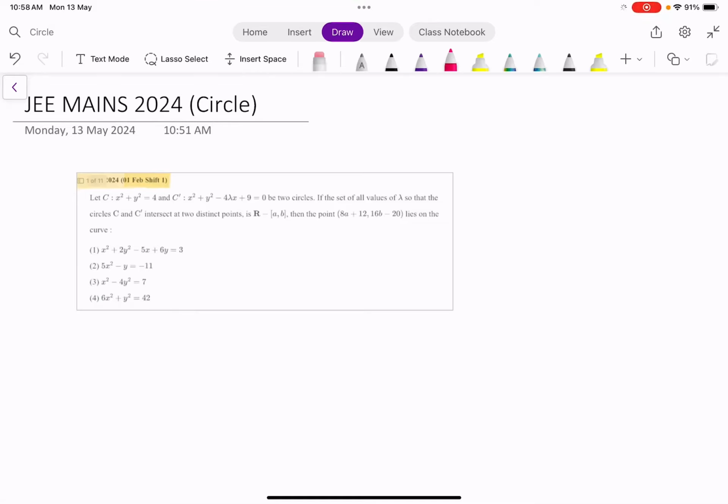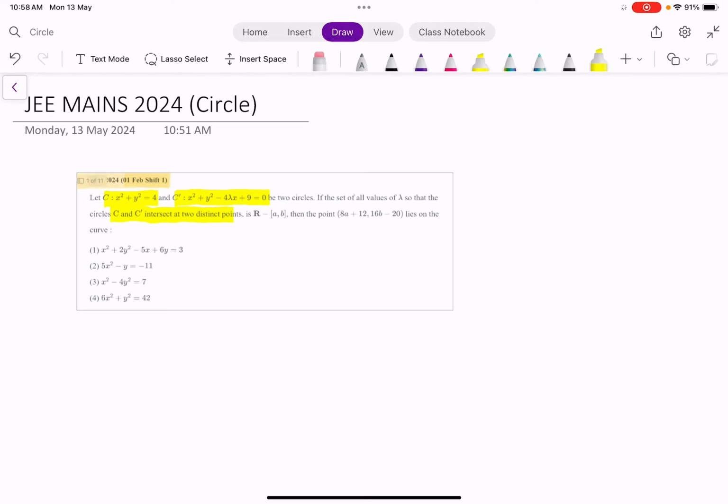So in this question we are given two circles. You can see that this one is the first circle and this one is the second circle. They are saying that these two circles are intersecting each other. Then what will be the possible set of values of lambda?